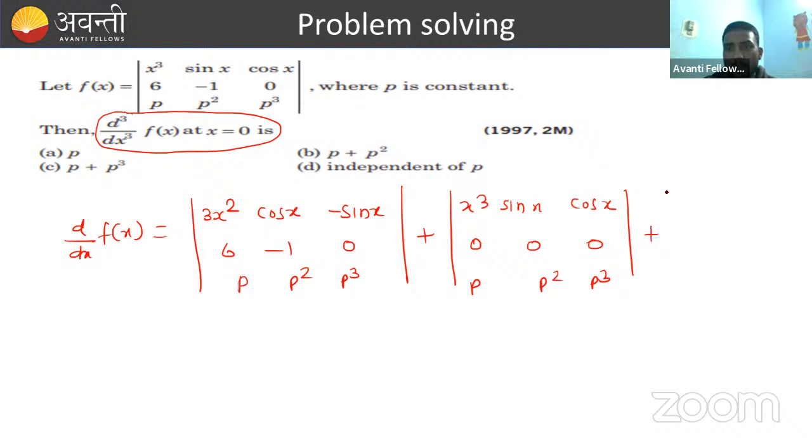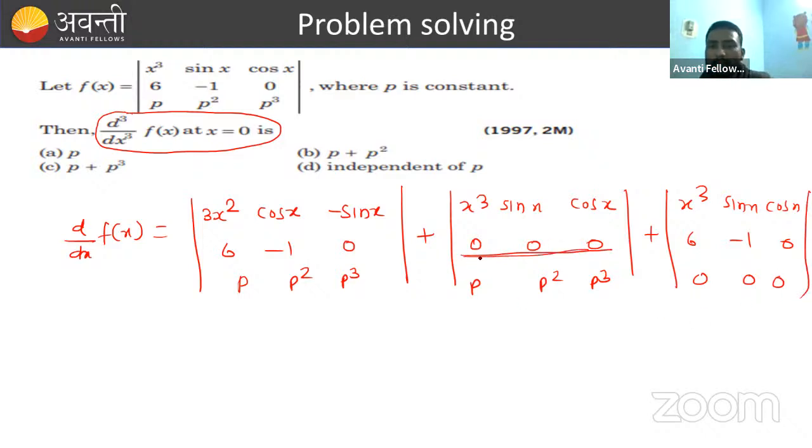Okay, and if I do like this, x³, sin x and cos x, this is 6, minus 1, 0. Again p² and pq is what? Constant. So it is 0 and 0 and 0. So no problem, because the whole element in this row is 0 and this row is 0. So the determinant value is 0 and 0.